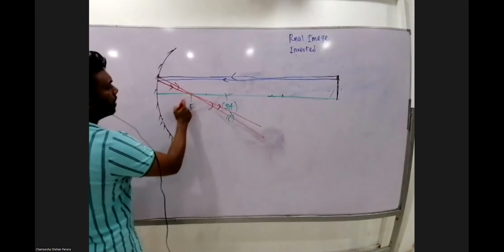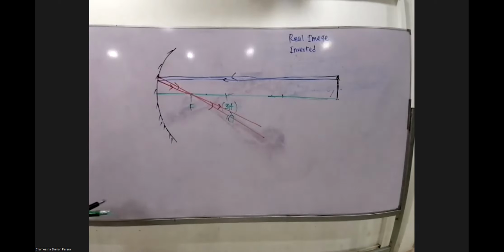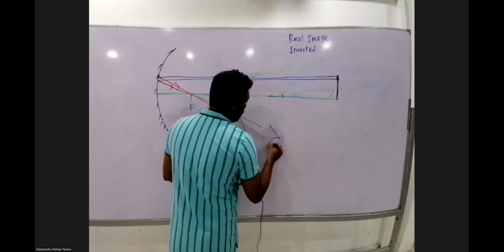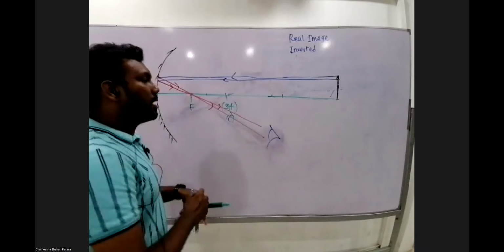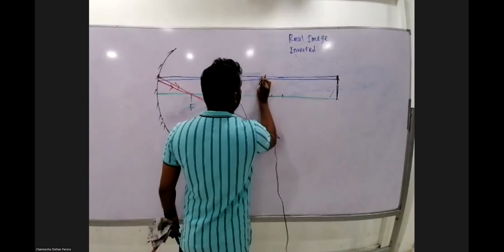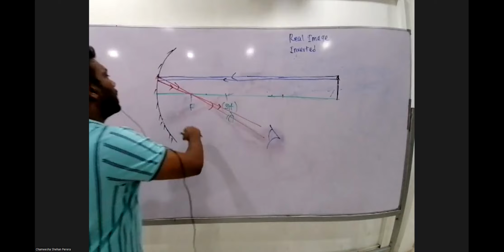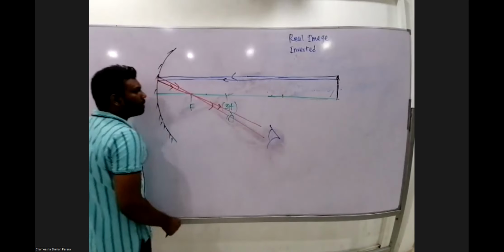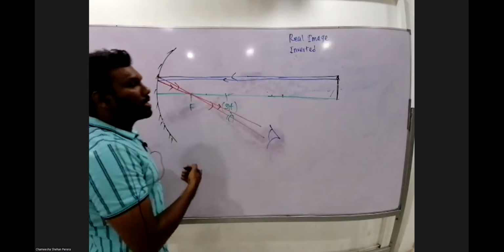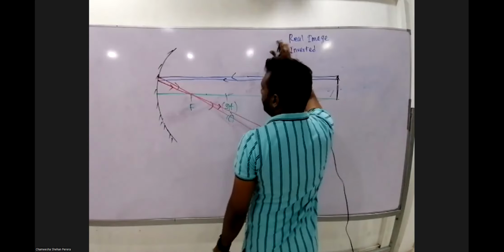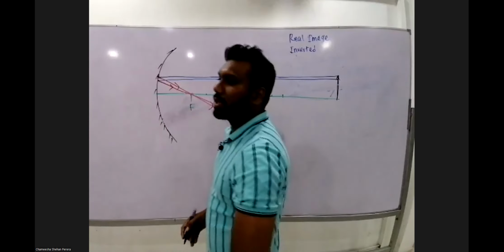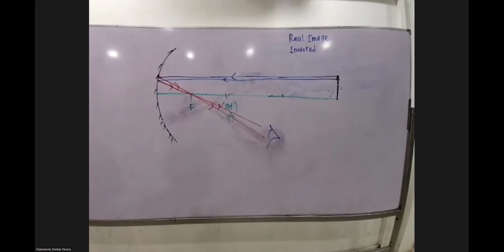Looking at the object, both the light rays coming from the object come parallel to the principal axis and they get reflected through the focal point. The two reflected light rays intercept, and that's where the image is formed. You can focus it on a screen, right? Obviously, you can do that.